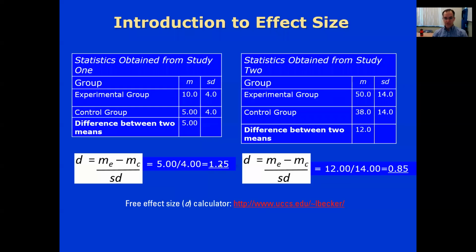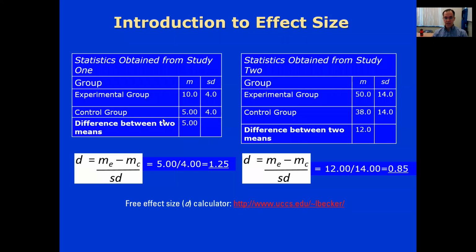However, after doing the analysis, we noticed that the effect size in study 1 was 1.25 versus study 2's, which was 0.85. This would indicate that the effect size difference was greater in study 1 versus study 2, which would indicate that the effectiveness of the treatment in study 1 appears to be more effective than in study 2, because you have a larger effect size in study 1 versus study 2.